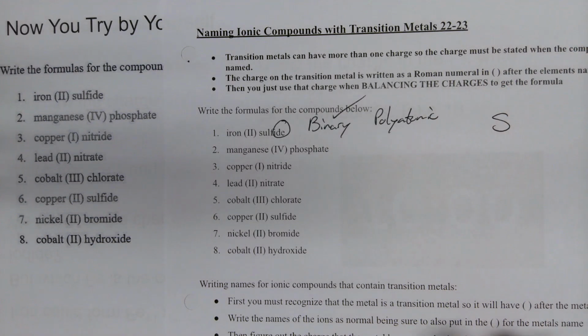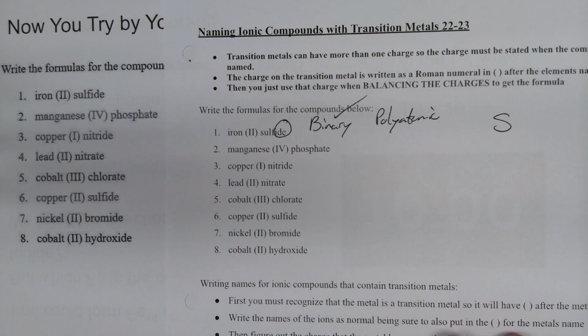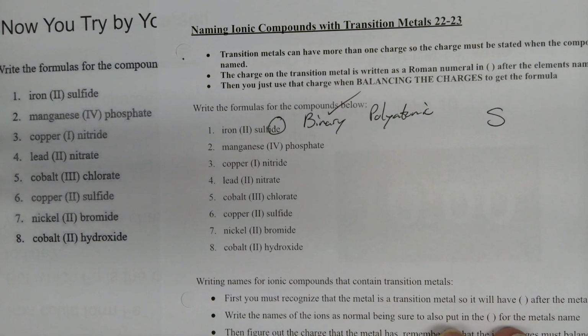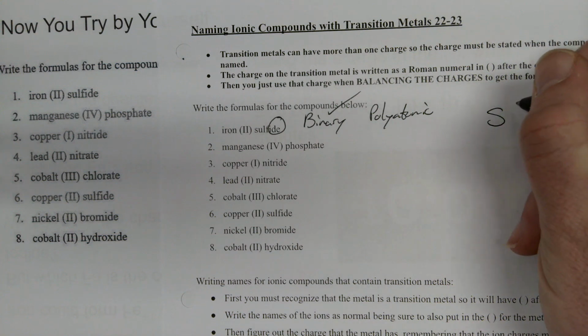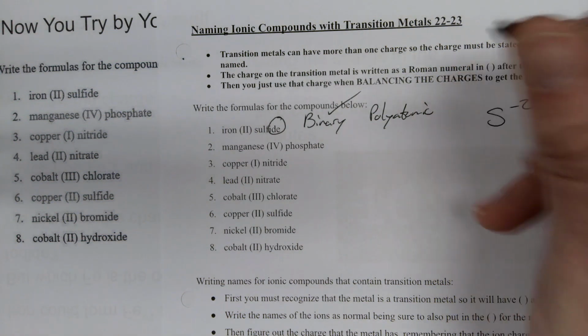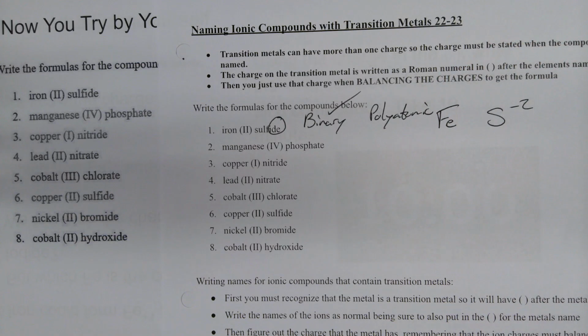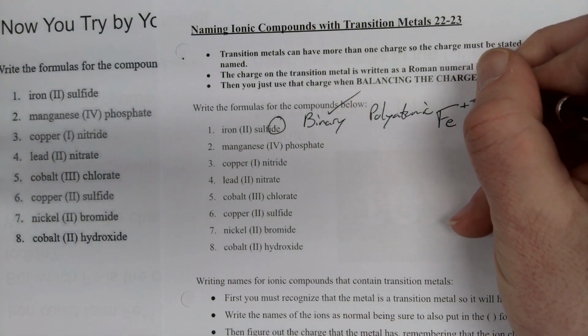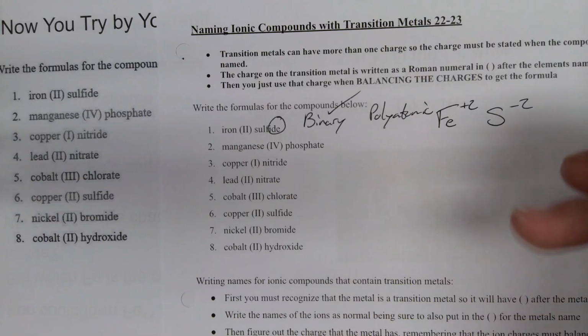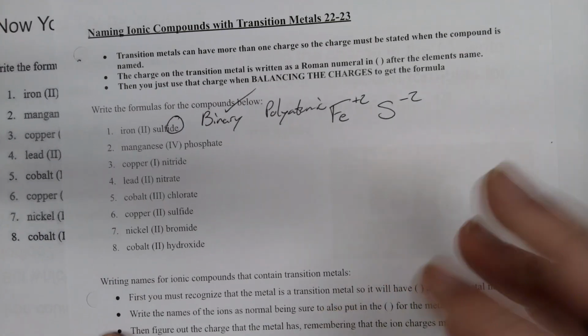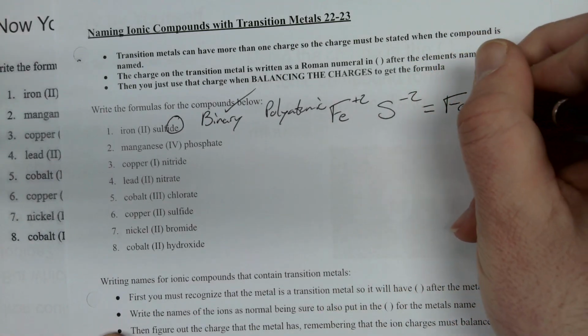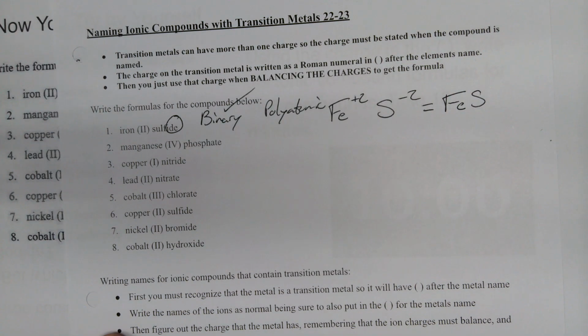So we have sulfur as my anion. What's the charge of my anion for sulfur? -2. Iron (II). Which charge do you think my iron has? +2. Do my charges cancel each other out? So for 1 iron, I have 1 sulfur. That makes sense?